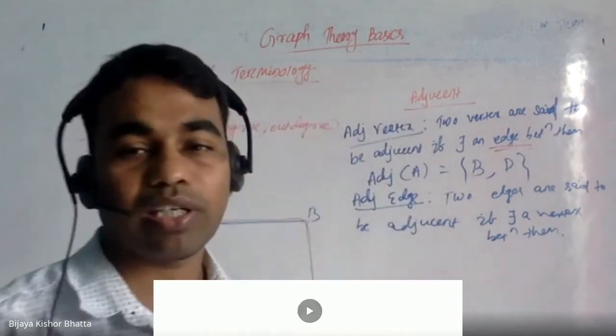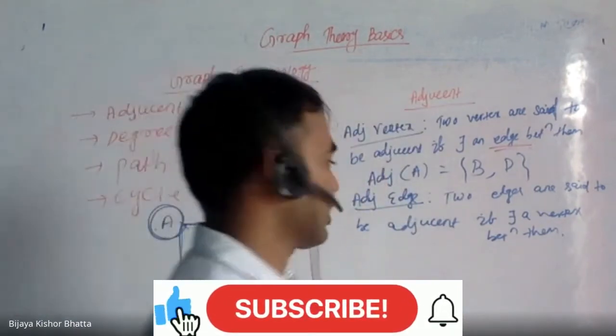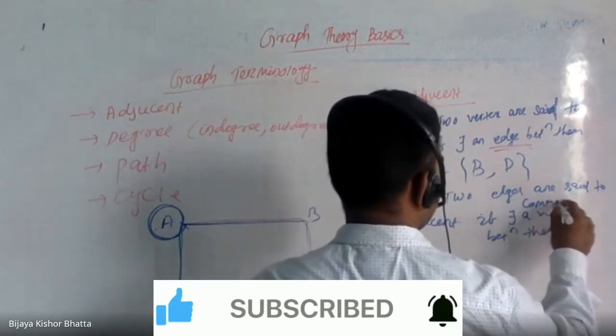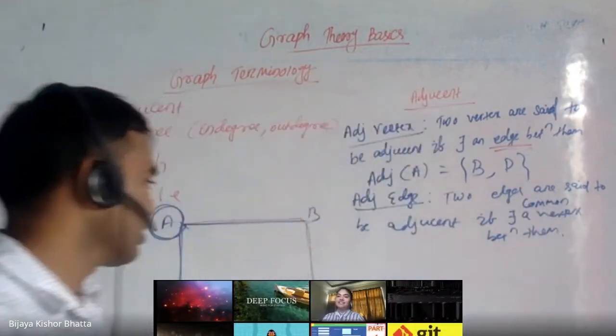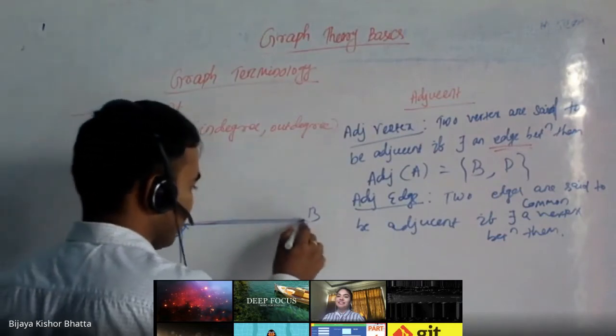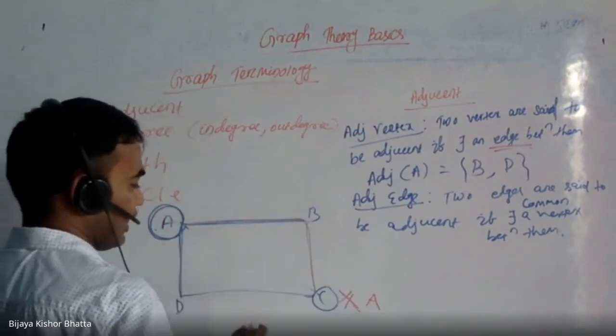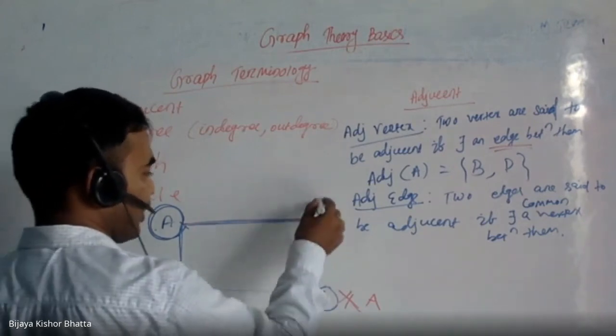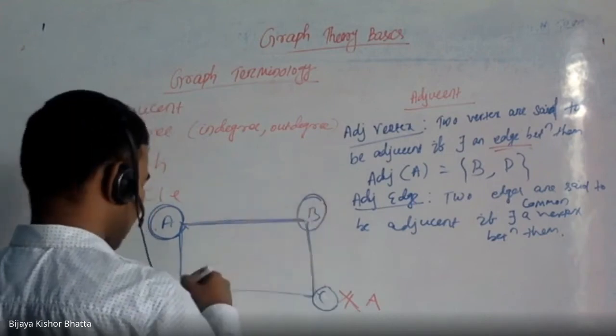There exists a vertex between them, right? There exists a common vertex. Suppose this AB is an edge, and CD is an edge. Are they adjacent? Yes, because B is the common vertex. So that's why they are adjacent.